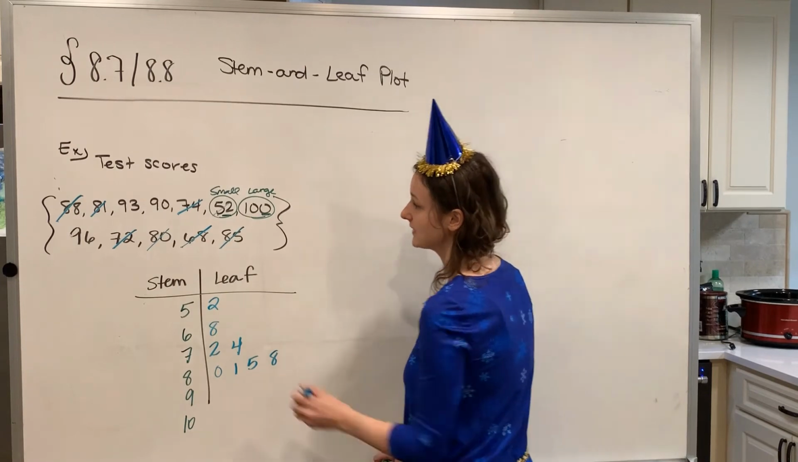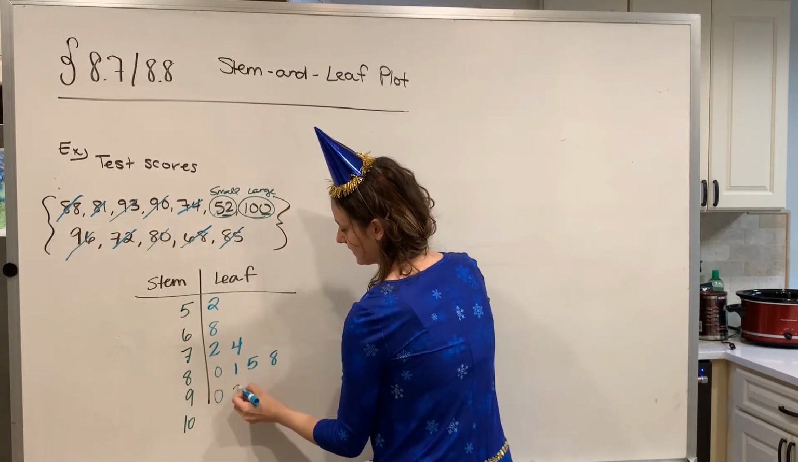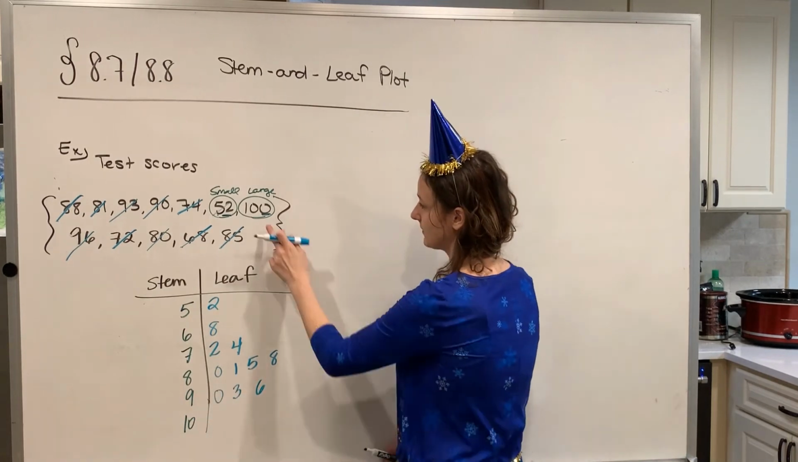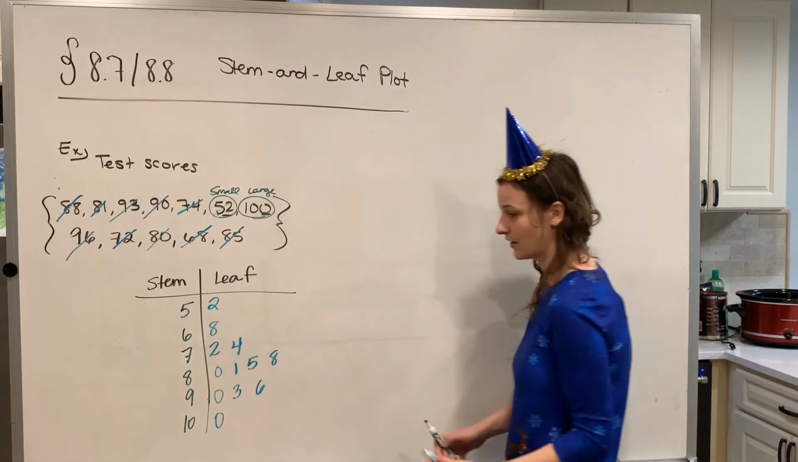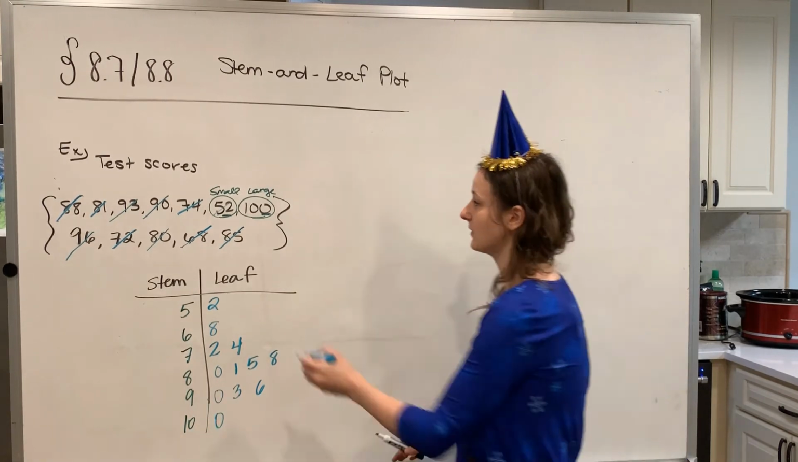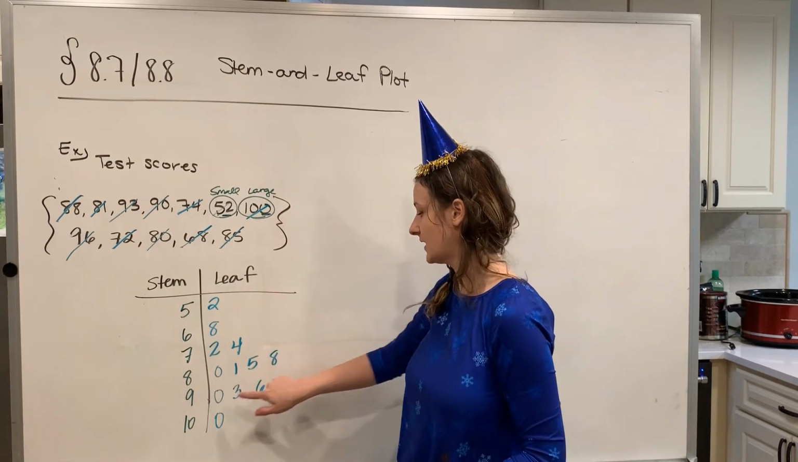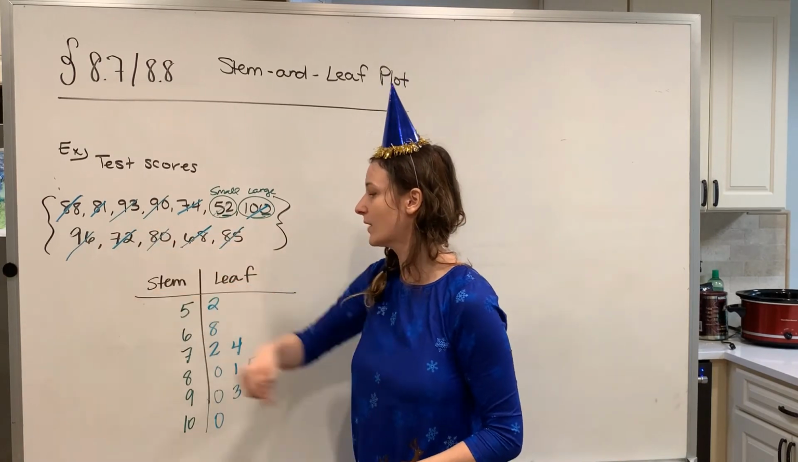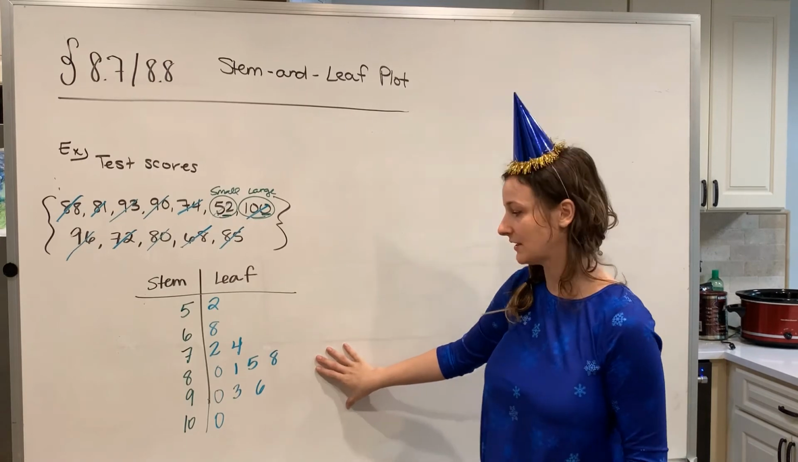Let's look at the 90s. I have a 90, 93, and 96. So 90, 93, and 96. And the last one is going to be my hundreds. So I already have the 10, and I just need 1 0 here for the hundreds. So then, of course, like I said before, count to make sure you have the same number, 2, 4, 6, 8, 10, 12. Here I also had 2, 4, 6, 8, 10, 12. So I have all the pieces of my data entered into my stem and leaf plot.